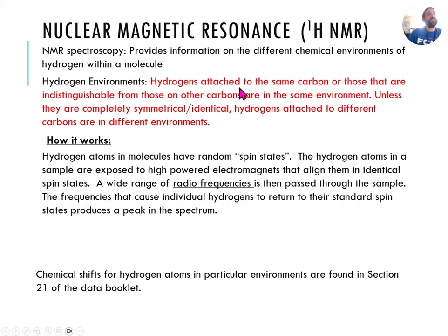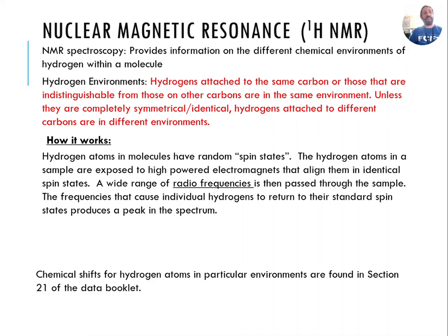molecule. Hydrogen atoms that are attached to the same carbon atom, or hydrogen atoms that are indistinguishable from other hydrogen atoms in the same molecule, are in the same environment. So essentially, hydrogen atoms that are in the same environment are bonded exactly like other hydrogen atoms in the molecule. Unless you see completely symmetrical or identical hydrogen atoms, if they're attached to different carbon atoms, they will be in different environments. So how does this work?